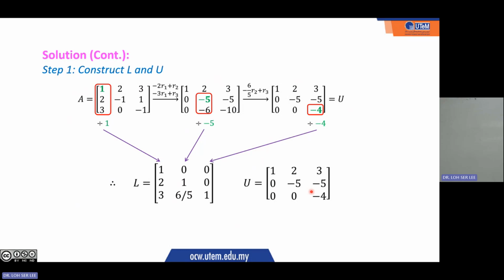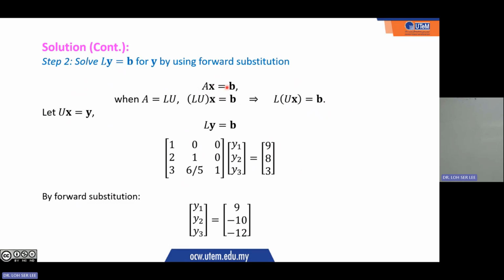Next, start from AX equals B. You have to write this out. AX equals B, then A is LU. That's why this changes into LUX equals B. We put a bracket for UX because we will let UX be Y. That's why you have LY equals B here. So we will start from here. We solve for Y first.